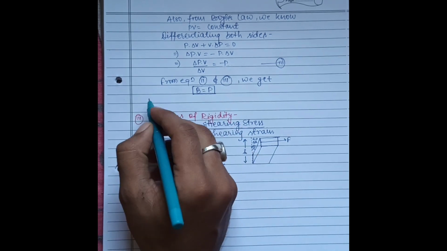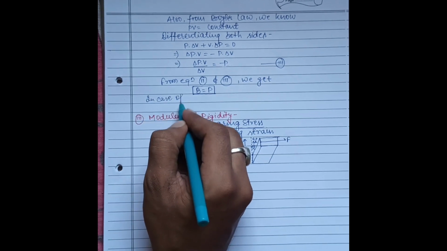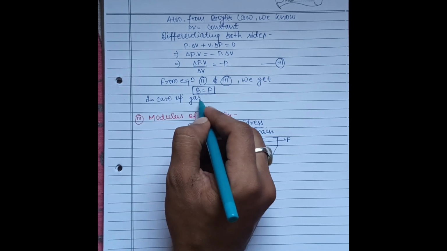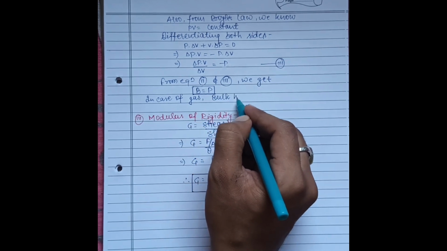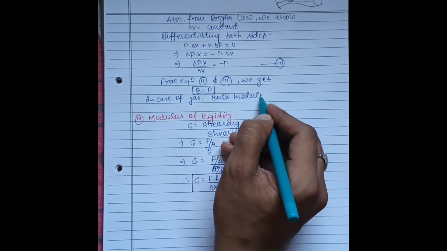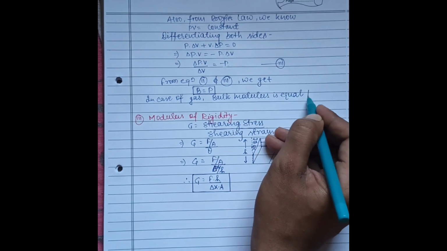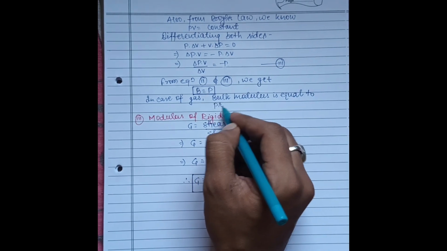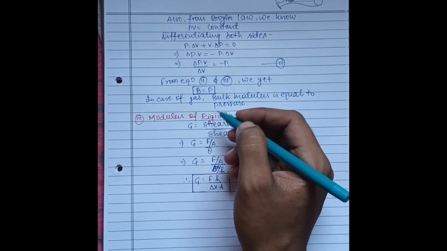Okay? So we can write, in the case of gas, bulk modulus is equal to pressure. Clear? We have concluded this from the derivation that we have made.